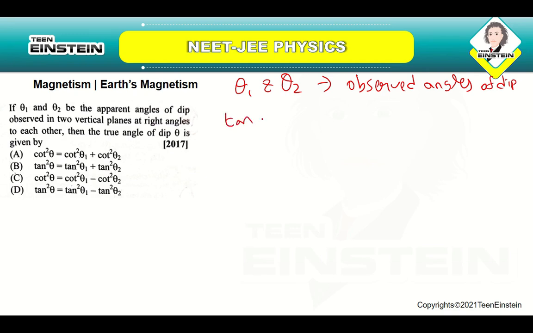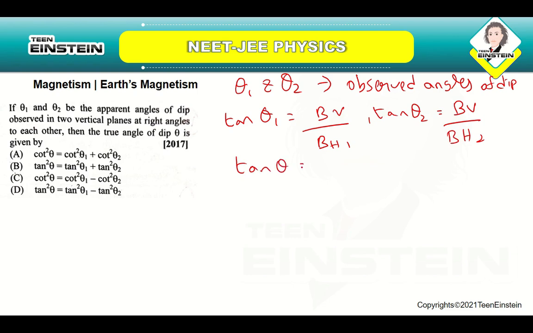Okay, so in that case tan theta 1 is equal to BV by BH1. Similarly tan theta 2 is equal to BV by BH2. So tan theta will be BV by BH. As you can see, BH1 and BH2 are the horizontal components in two vertical planes perpendicular to each other. So you will have B square H is equal to B square H1 plus B square H2. So we know that BH is BV by tan theta.